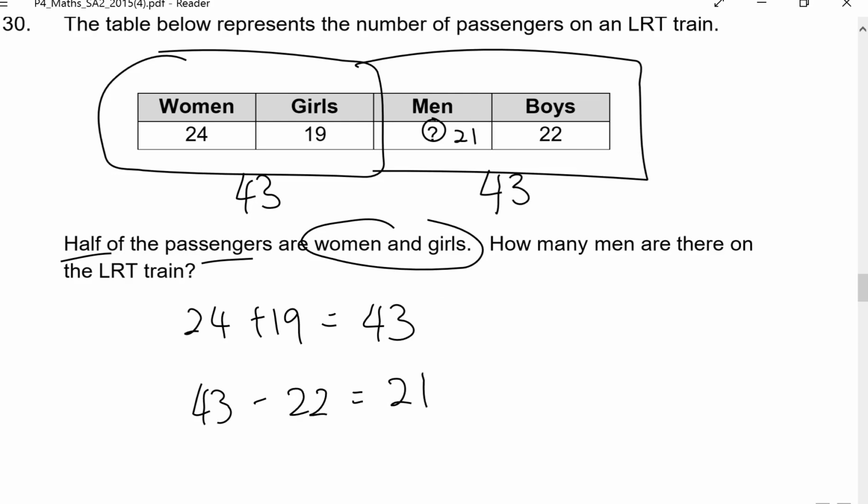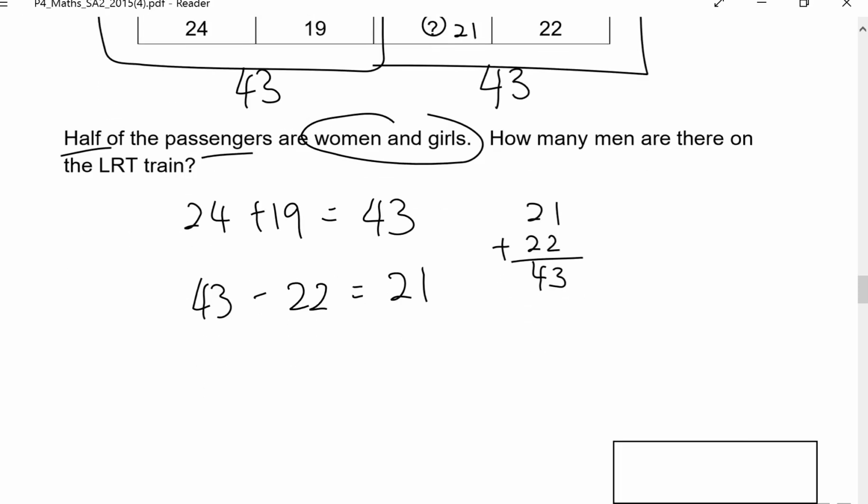So 21 men. Let me double check. 21 plus 22, does it give me back 43? Yes, it does. So the men must be 21. Okay, so I'm checking on my answers.